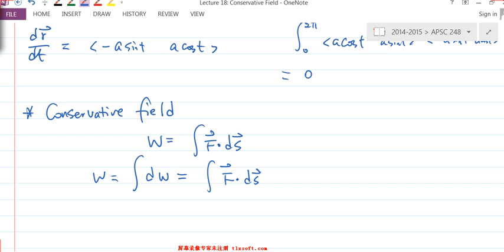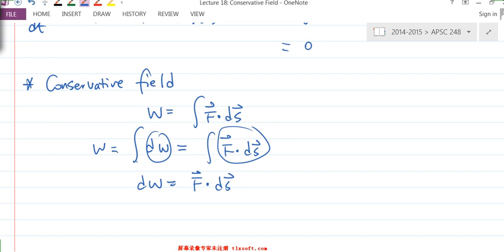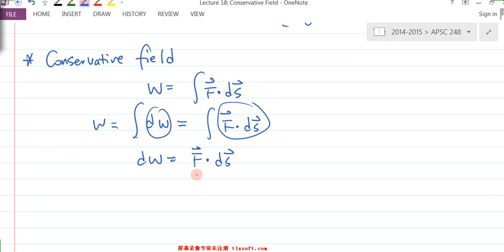Now if I compare these two integrals, because the two integrals are the same thing, equal, what does that mean? That means dw equals this quantity, as we derived. That's something we have worked with. So dw equals this. Now ds, as I said, is a differential displacement.